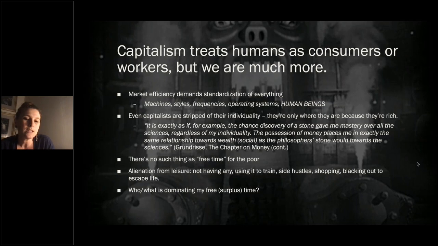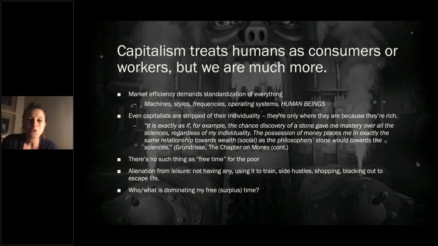There's also this idea of being alienated from leisure, meaning that you don't have any, that you use your free time to train, that you engage in some sort of side hustle, that you're shopping, or that you're drinking or partying a lot to kind of escape life. These are not examples of free time.